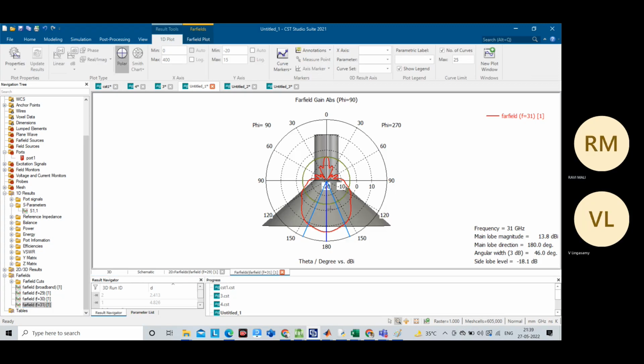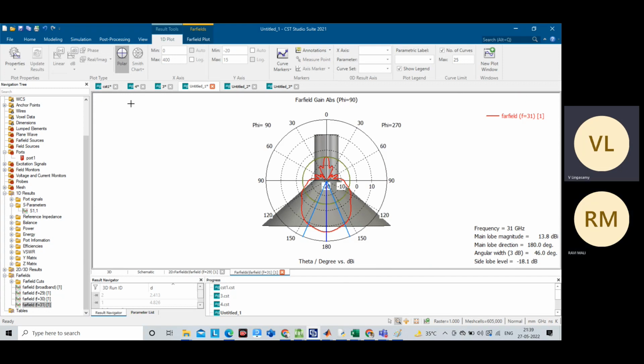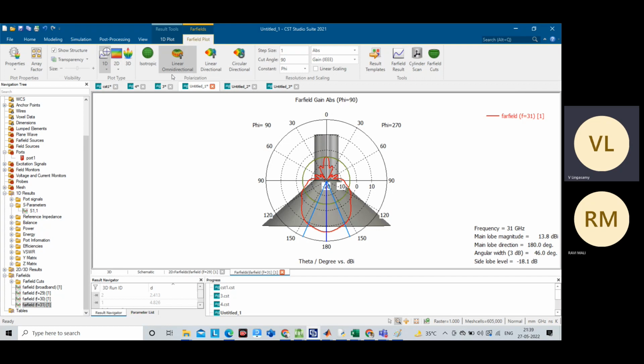This is the one. So you can see the E plane and H plane, right? This is a circular horn, right? Yes, sir. If it is symmetric, go to the far field plot, symmetry.